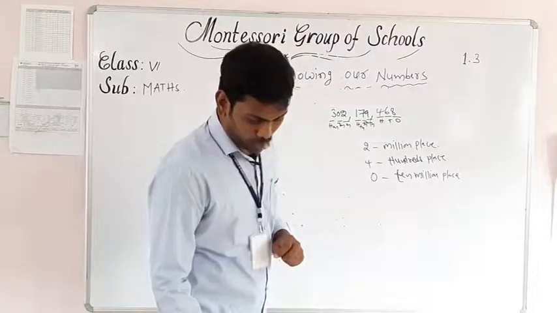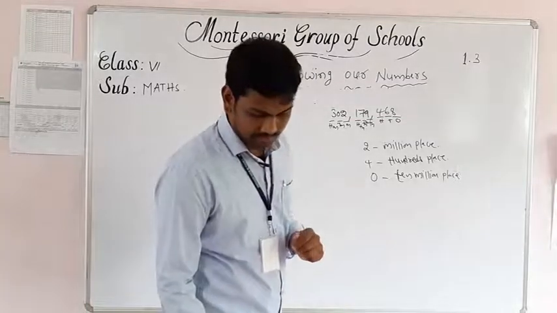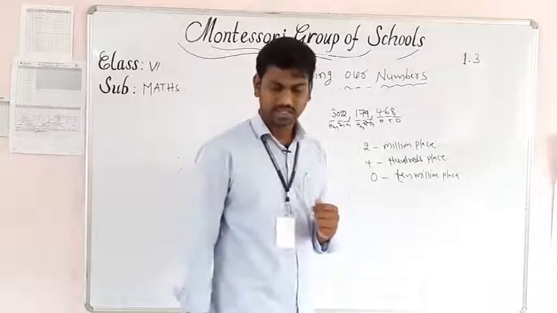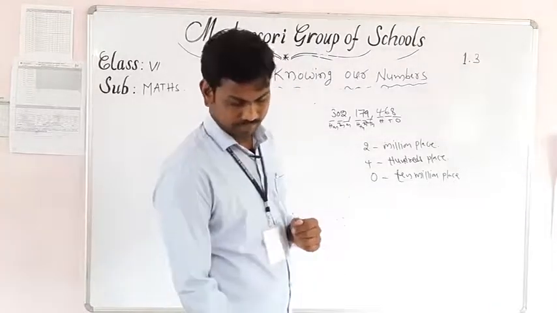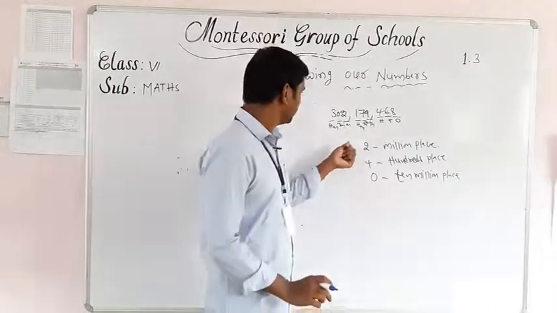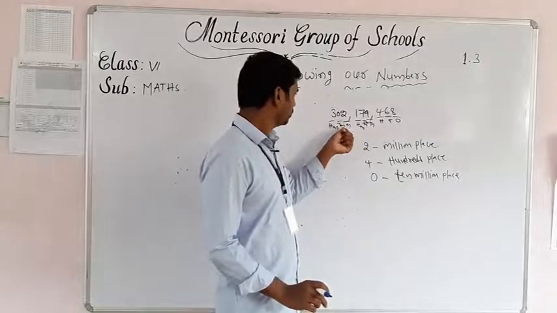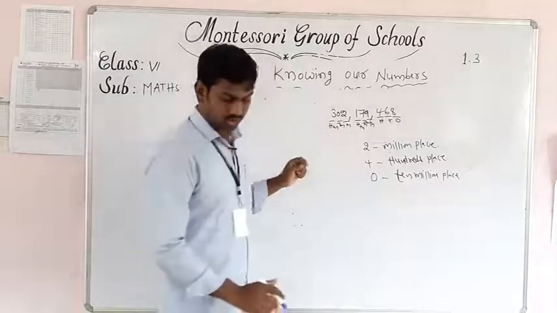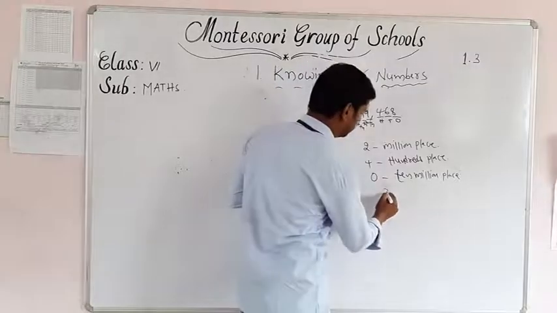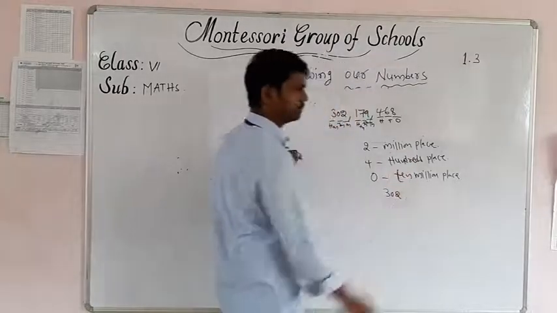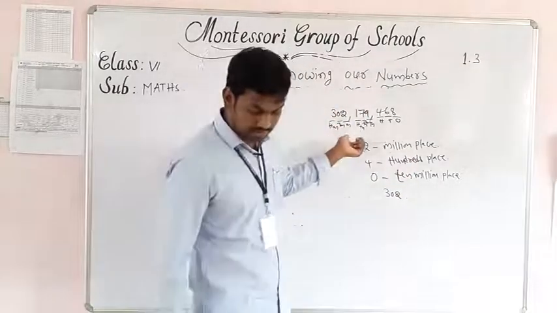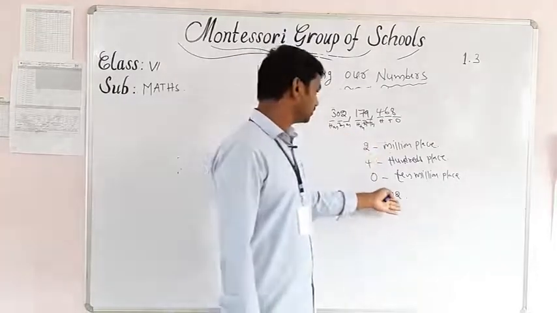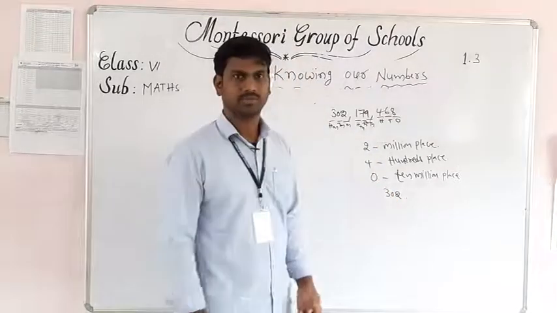Next, how many millions are there in the number? How many millions are there? 1, 2, 3. 302 is the number of millions, so 3 digits are there.